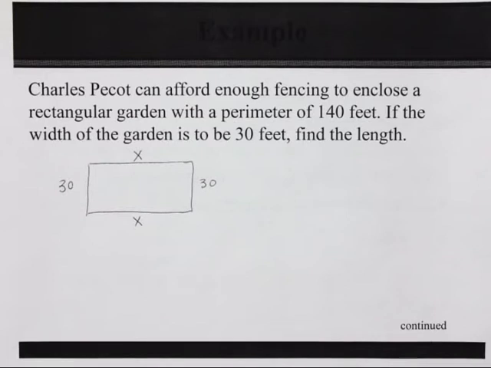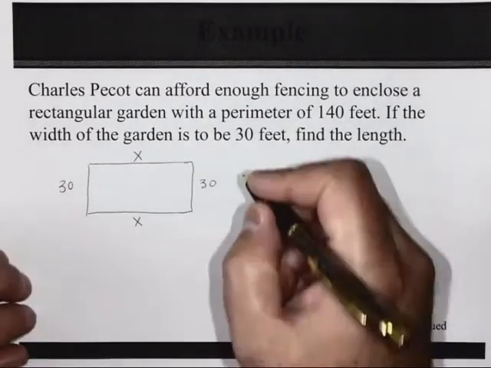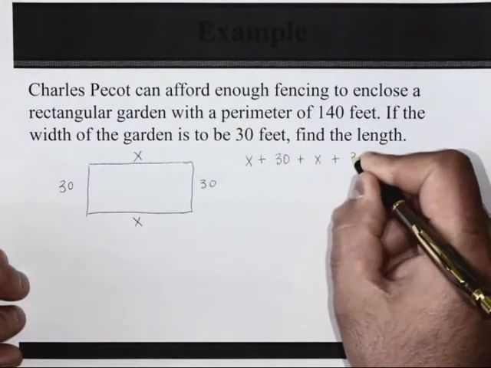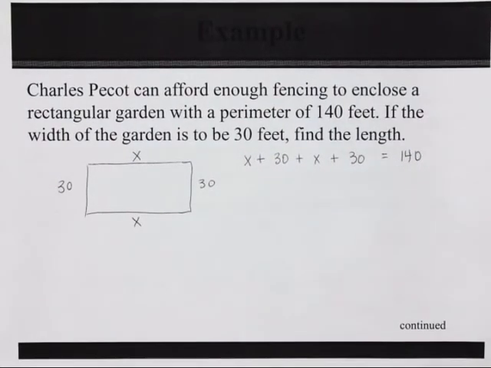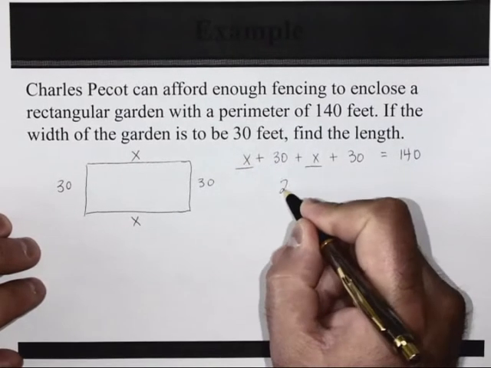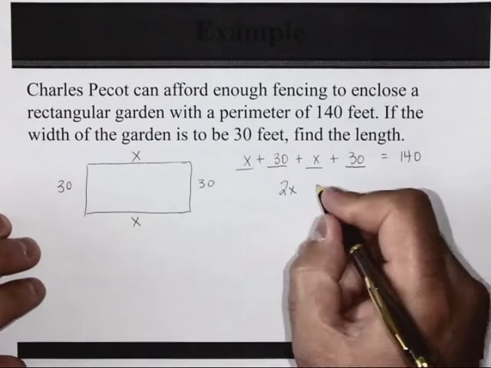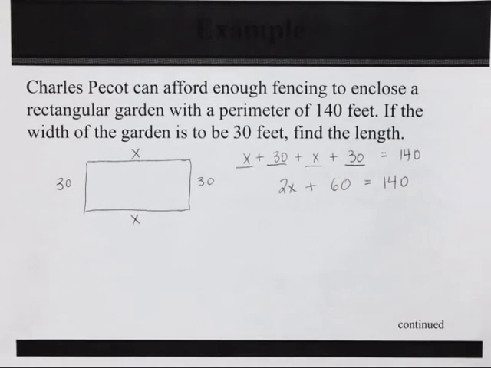So now we know that the information tells us that the perimeter of the garden is 140 feet. Well, perimeter is just the distance around a figure. So if we add all four sides together, that gives us the perimeter, and that should equal 140. And that sets up our equation, in which we can now solve for x. So now we want to combine our like terms. So on the left-hand side, the two x's added together give you 2x. 30 plus 30 gives me 60. So 2x plus 60 equals 140.